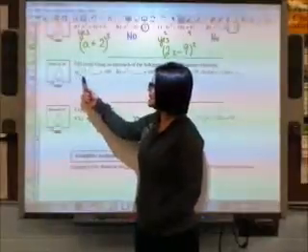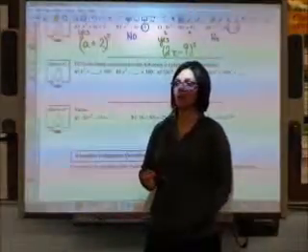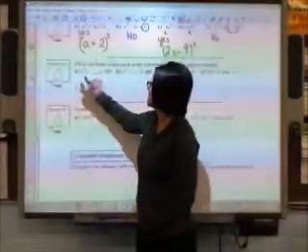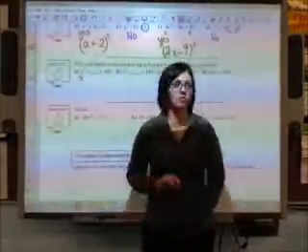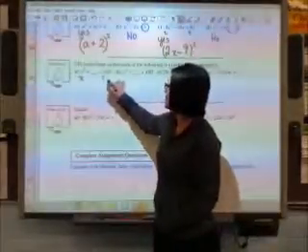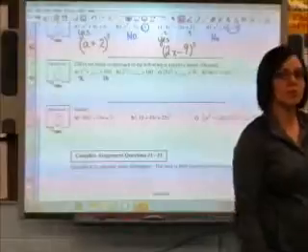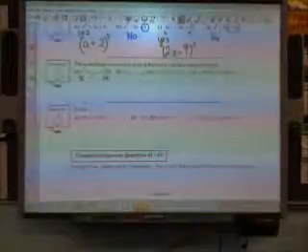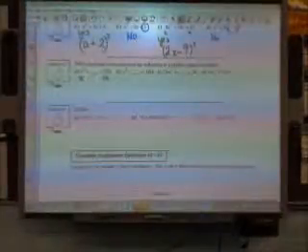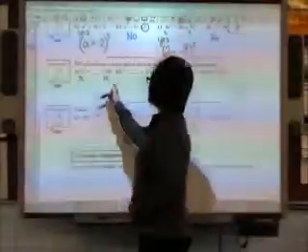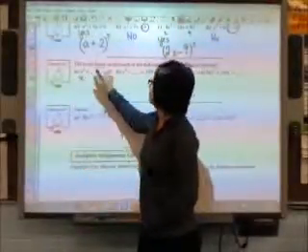So if I look at this, what's the square root of x squared? x. What's the square root of 100? 10. So to get the middle, what do I do with these two numbers? Multiply them together and then times by 2, and what do I get? 20x.